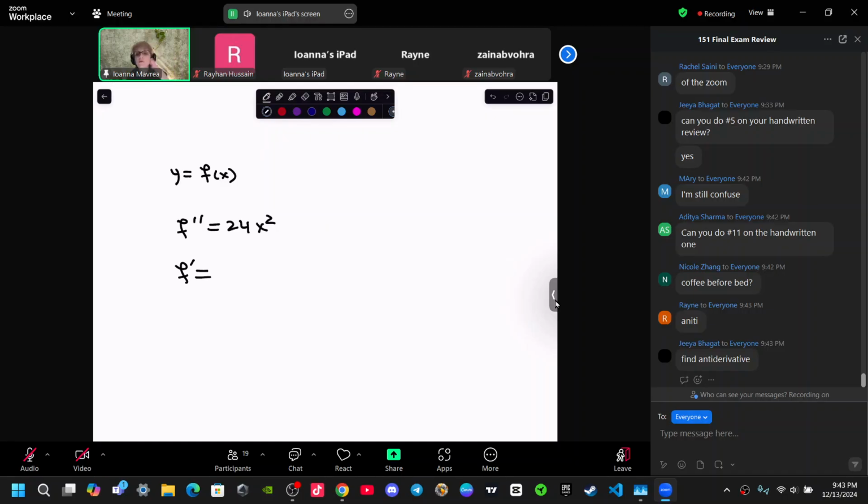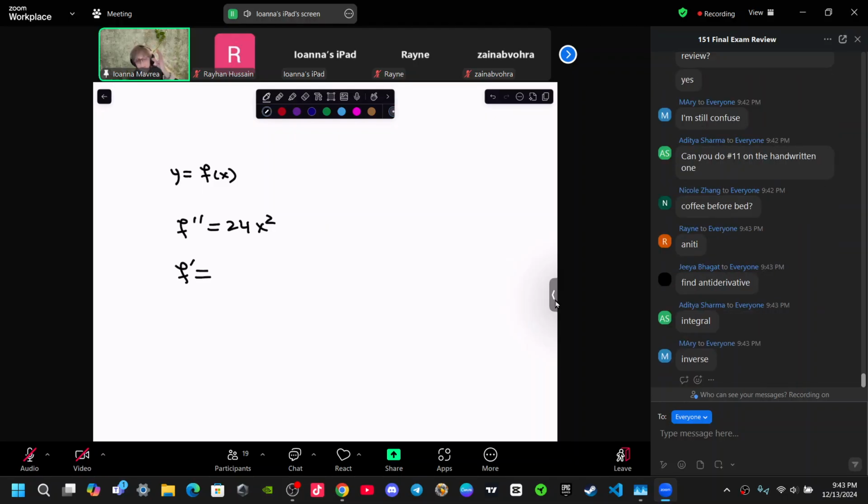Okay. What's another word for antiderivative? That starts with an I. I have to integrate. Right, I have to take an integral. So this is going to be the integral of 24x squared dx, which happens to be an indefinite integral. So you can't write the answer without the plus c. You do that, it's bad. Upsets the grader very much.